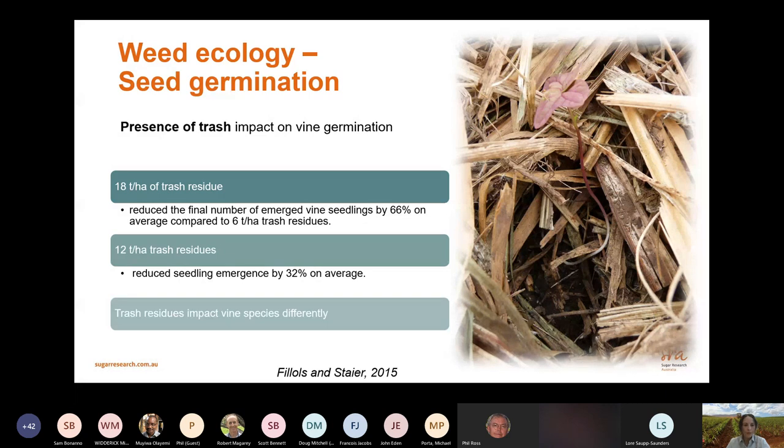We also found that trash residue impacts vine species differently. For example, Cyrato was less impacted by trash residue. They can still emerge up to 78% through the mulch, while red convolvulus emergence was only 60% through the mulch residue. Central was 66%. So there's a variation depending on the type of weed, type of vines.